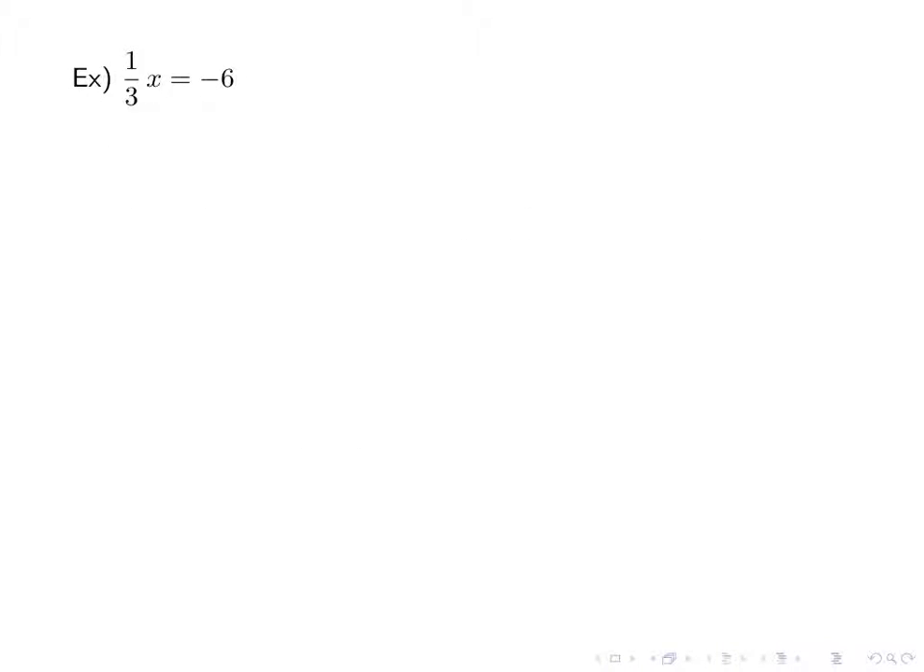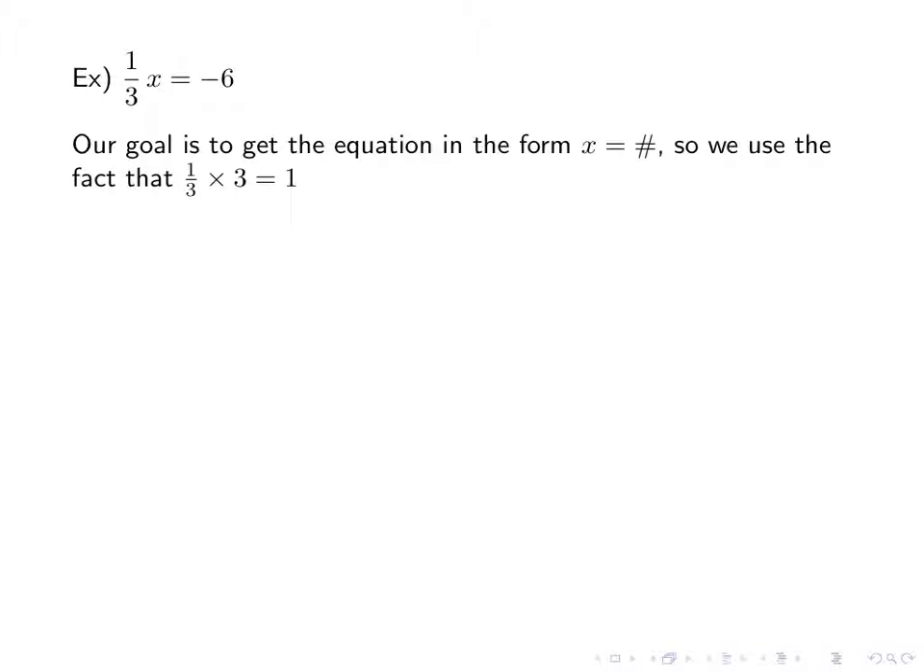As an example, we have an equation that says 1/3 x equals -6. Our goal is to get the equation in the form x equals a number so that we can solve it and figure out the value of x. To do this, we use the fact that 1/3 times 3 is 1 and 1 times x is x. So what we do is we multiply both sides by 3. So 3 times 1/3 x equals -6 times 3.